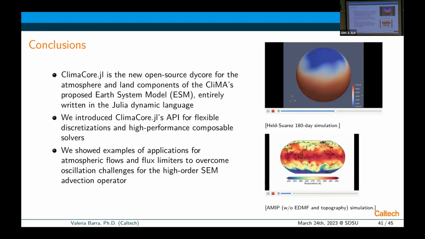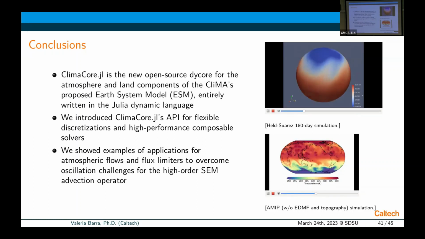The top one is the Held-Suarez simulations, which is a typical test case again in the atmosphere, run up to 180 days. And the one here at the bottom is the coupled, you see the entire atmosphere coupled with land and ocean, but ocean here is just surface, it's prescribed sea surface temperature. So this is called AMIP in the climate community.